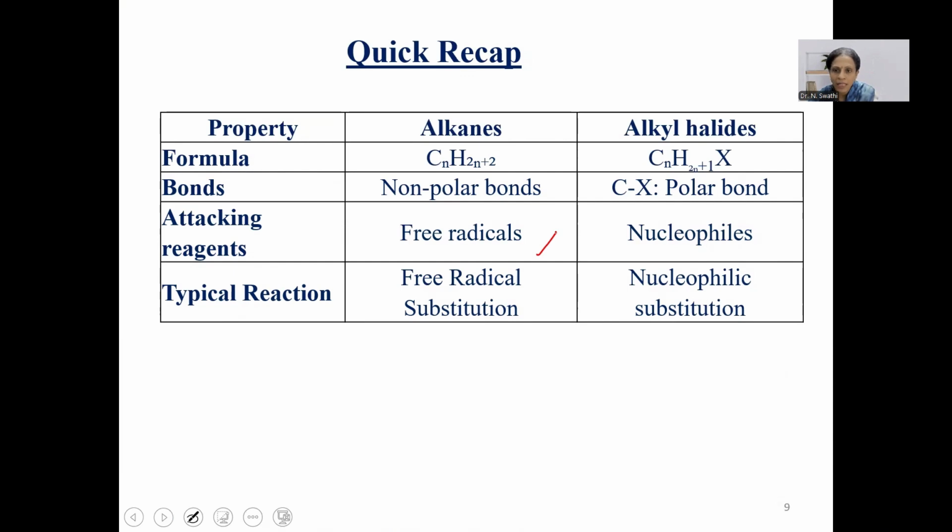When it comes to alkyl halides, they are considered to be derivatives of alkanes, where one or more of the hydrogens of alkanes are replaced with halogen. Now let us say if one hydrogen is replaced with halogen, then they will bear the general formula CnH2n+1X. And coming to the bonding differences, the carbon-halogen bond present in alkyl halides is polar in nature, which creates an electrophilic carbon.